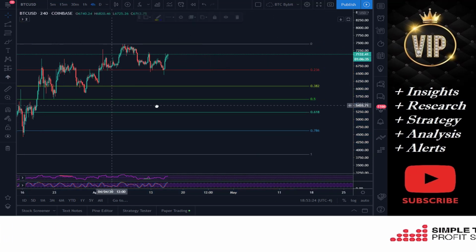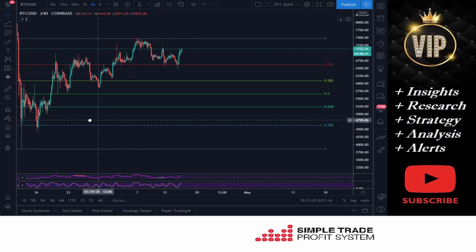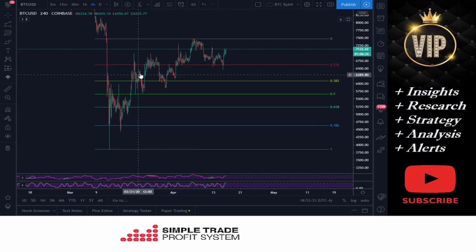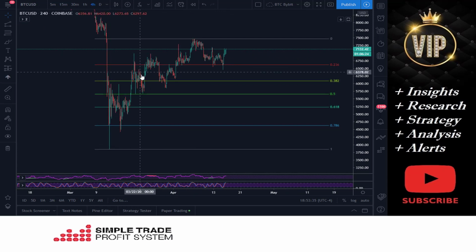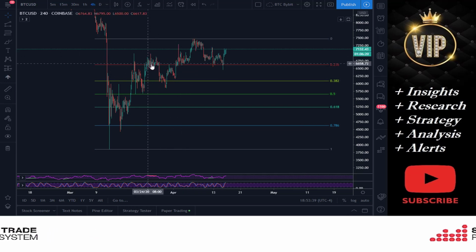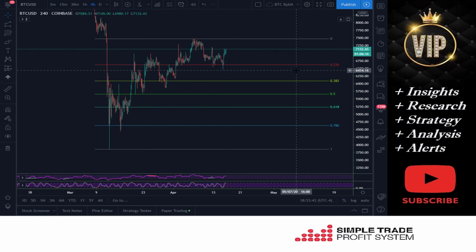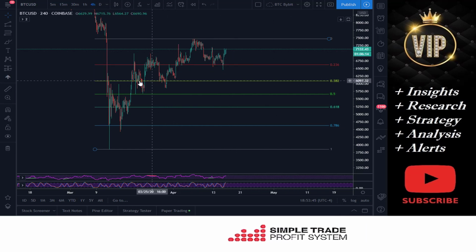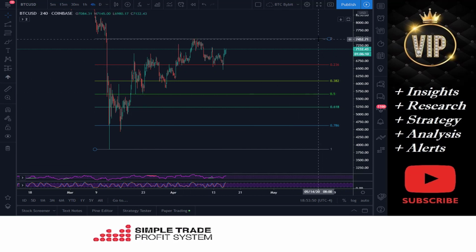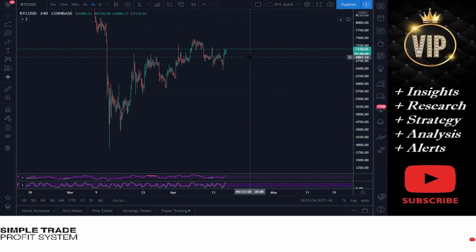There's a lot of reaction to these areas. We hovered around here on the 618 for a little while. We bounced around between the 38 and the 236. You can see how these have acted as support and resistance. This one was support here. It was support here. It's been support here. This one was support along here. So it's not something you want to use just by itself, but it is a tool that you can add.